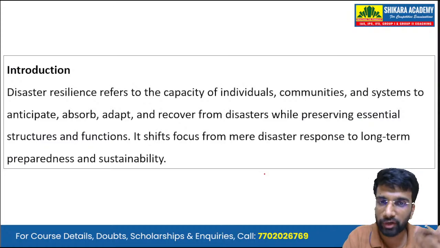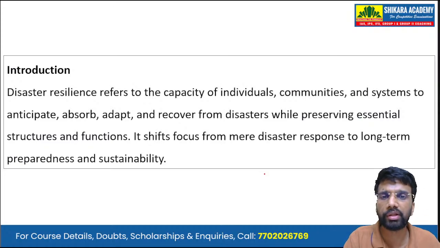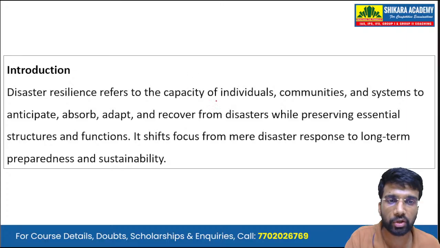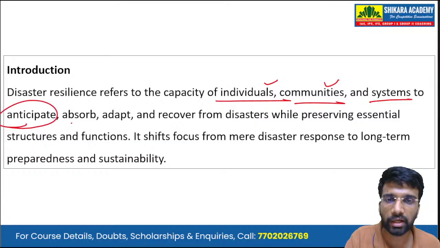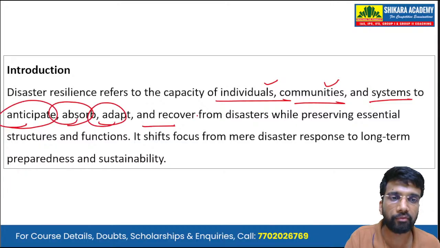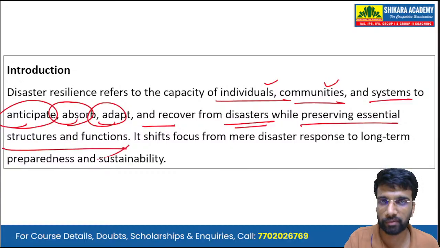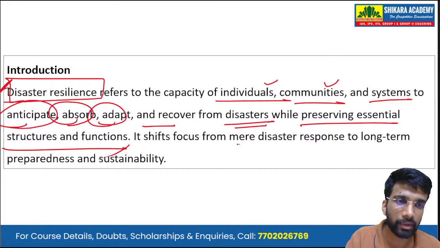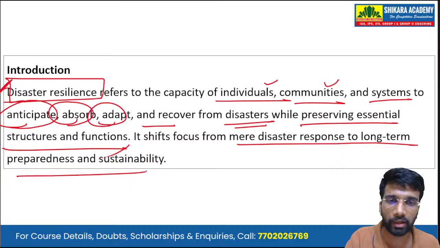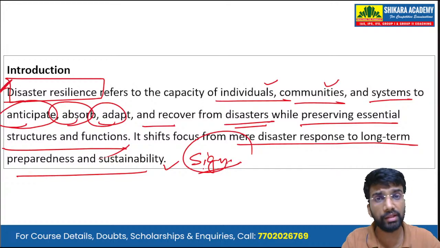So starting with the definition of disaster resilience. Disaster resilience refers to the capacity of individuals, communities, and systems to anticipate, absorb, adapt, and recover from disasters while preserving essential structures and functions. Okay, so that is the definition of disaster resilience. Now it shifts focus from mere disaster response to long-term preparedness and sustainability. This is the significance of disaster resilience, why it is needed.